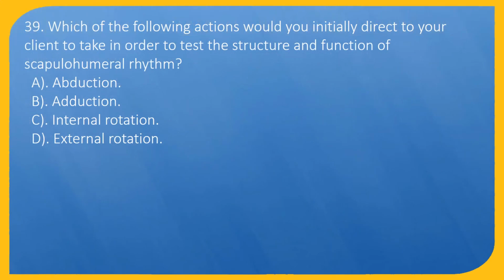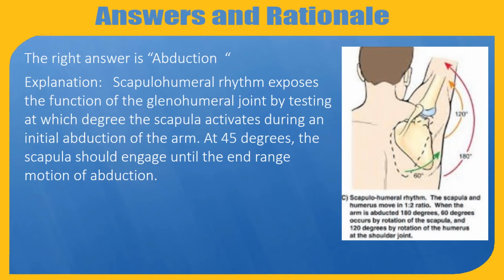Question 39. Which of the following actions would you initially direct your client to take in order to test the structure and function of scapulohumeral rhythm? A. Abduction. B. Adduction. C. Internal rotation. D. External rotation. The right answer is abduction.